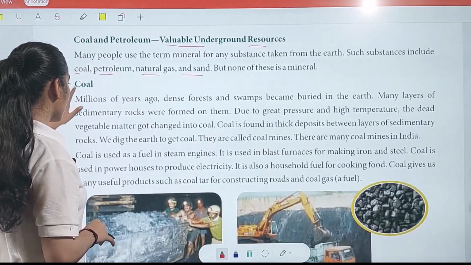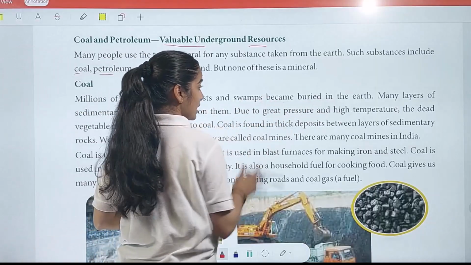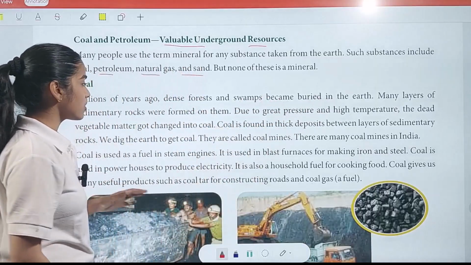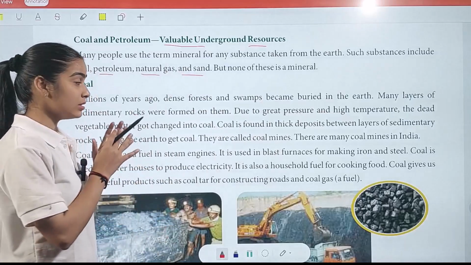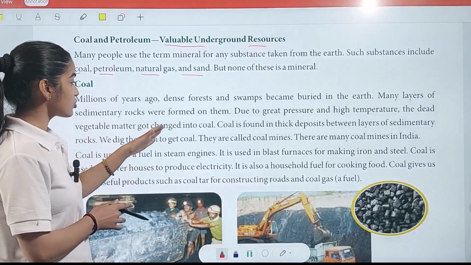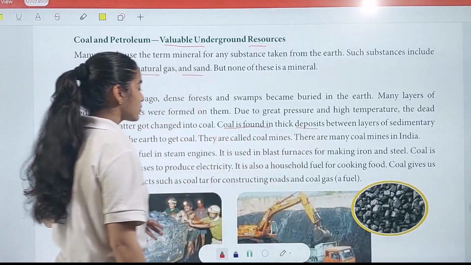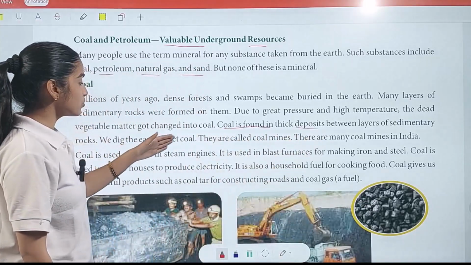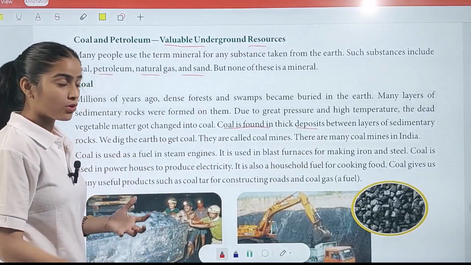So first we have coal. Millions of years ago, dense forests and swamps became buried in the earth. Many layers of sedimentary rocks were formed on them. Due to great pressure and high temperature, that vegetable matter got changed into coal. Coal is found in thick deposits between the layers of sedimentary rocks. We dig the earth to get coal. They are called coal mines. So where we get the coal, that is called coal mines.